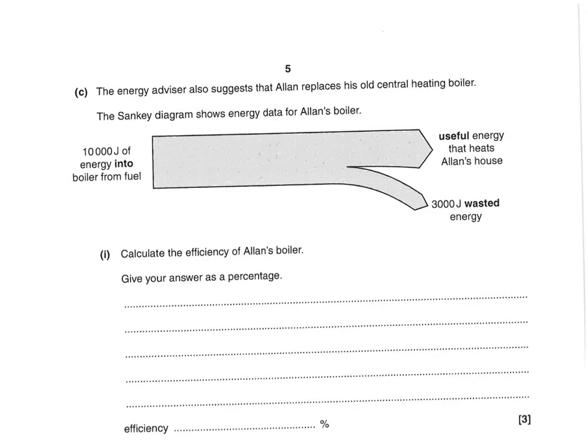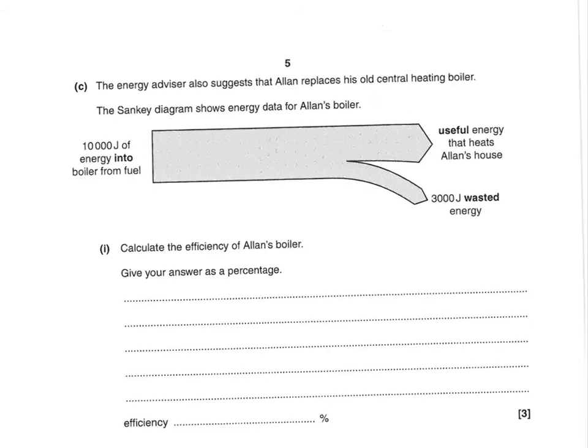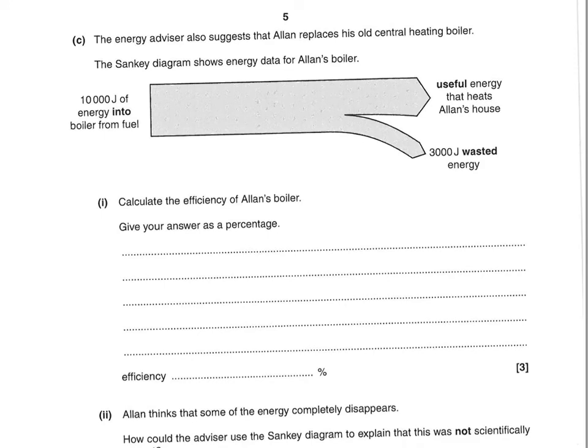The energy advisor also suggests that Alan replaces his old central heating boiler. The Sankey diagram shows the energy data of Alan's boiler. Calculate the efficiency of Alan's boiler, and give your answer as a percentage. So here's the amount of energy that goes in, and this is the amount of energy wasted. So out of 10,000 joules, you've got 3,000 joules wasted. So that means that there must be 7,000 joules that is useful. So efficiency is the amount of energy that's useful divided by the amount of energy that's put in, times by 100, and that will give you 70%. If you just wrote 70, then that's 3 marks.